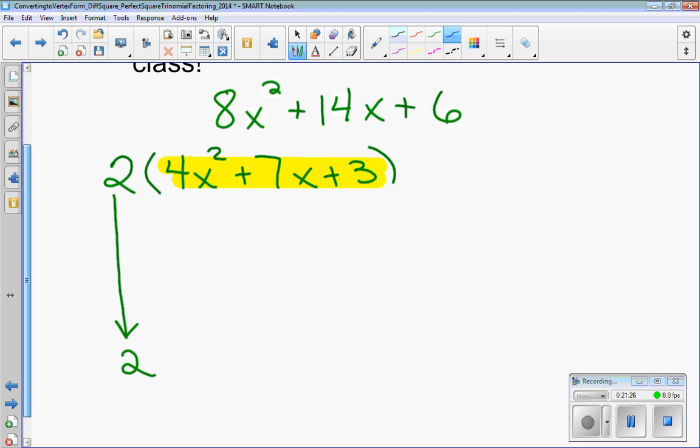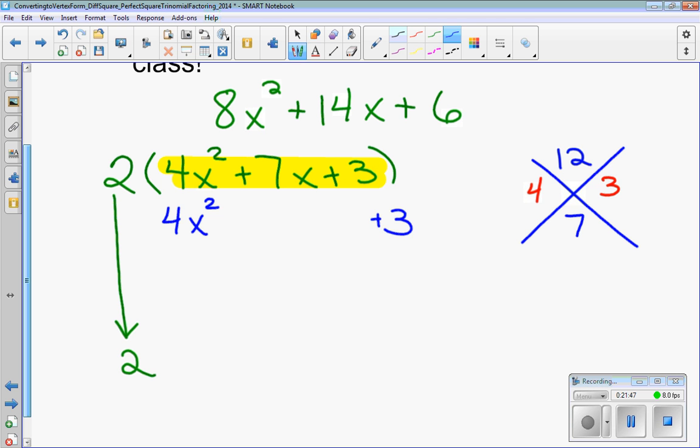And I'm going to do my little scratch work over here. Okay? 4 times 3 is 12. They're going to multiply to be 12 and they're going to add to be 7. Are there 2 numbers that do that? 4 and 3. Very good. So I'm going to rewrite my middle term. So I'm going to have 4x squared, I'm going to have the 3, but I'm going to rewrite this middle one with 4x and 3x. Plus 4x plus 3x.